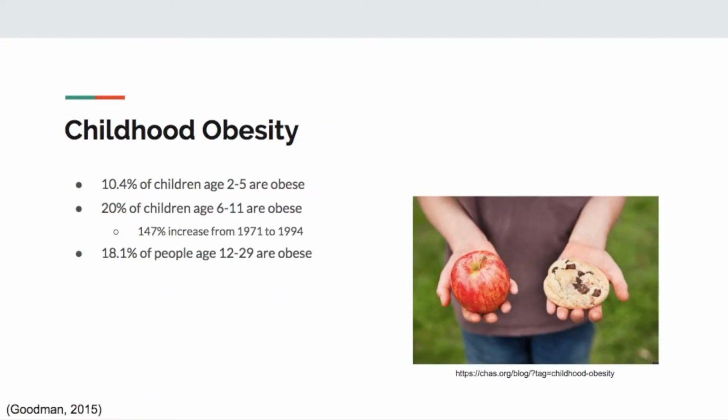With childhood obesity, it's definitely becoming an increasing problem, as we all are aware of. About 10.4% of children between the ages of 2 and 5 are considered obese. 20% of children between 6 and 11 are obese, and that is a 147% increase from the years of 1971 to 1994, and I can only imagine what it's like now. That's crazy. And about 18% of people between the ages of 12 and 29 are obese.